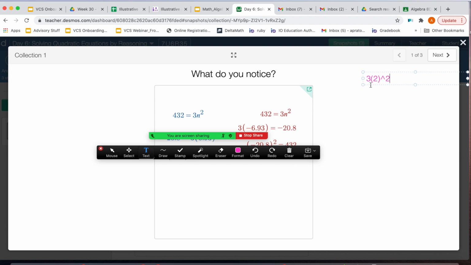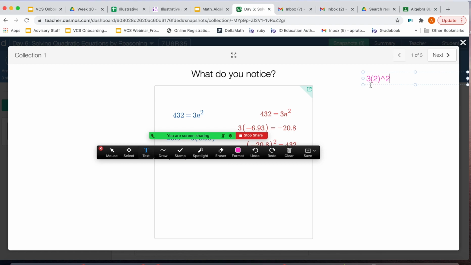Interesting. What's a way we could simplify this so it's easier to find that number that squares? Divide both sides by 3. 3 times n squared equals 432. The opposite of multiplication is division. We can undo that 3. Just like if it was just 432 equals 3n, we could divide both sides by 3. Same is true for this.